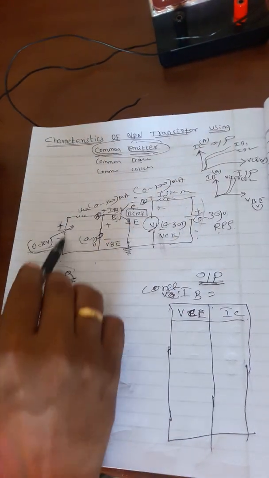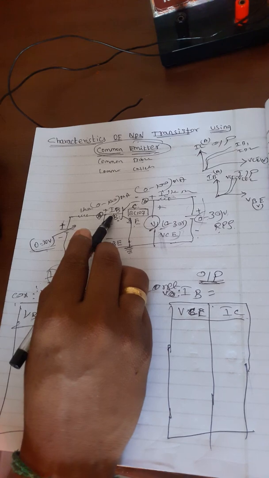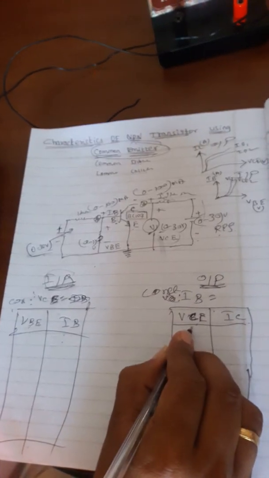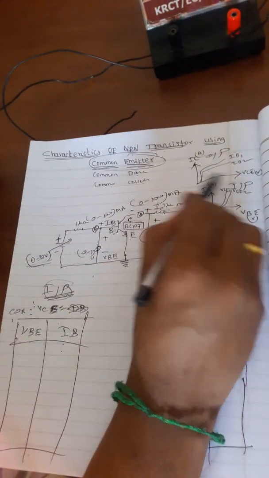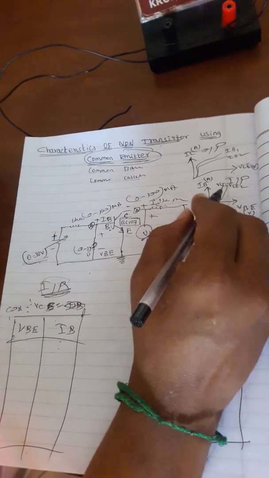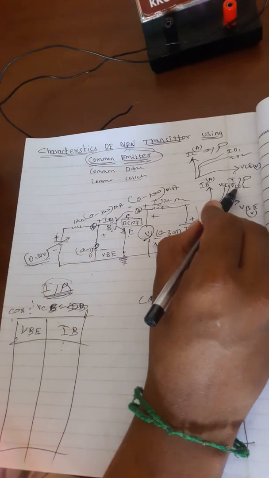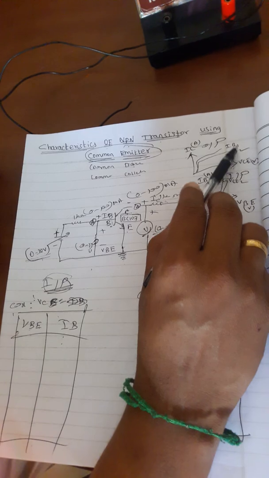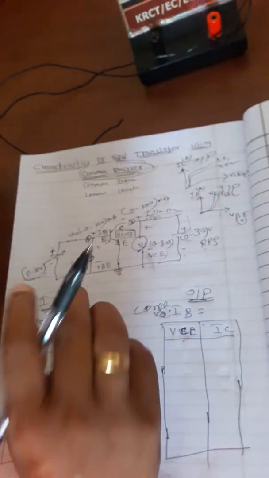Output characteristics means the input current IB will be constant. When increasing the voltage VCE, the collector current will be noted in the reading. So these are the input and output characteristics. As I already said, input characteristics means VCE will be constant while the input voltage VBE and IB are varied. Output characteristics means the input current will be constant while VCE is varied and IC is noted. So this is the circuit diagram, the characteristics and the tabulation.